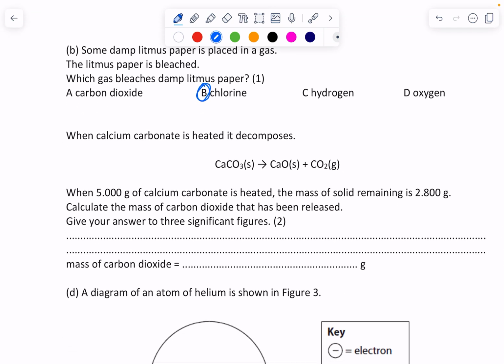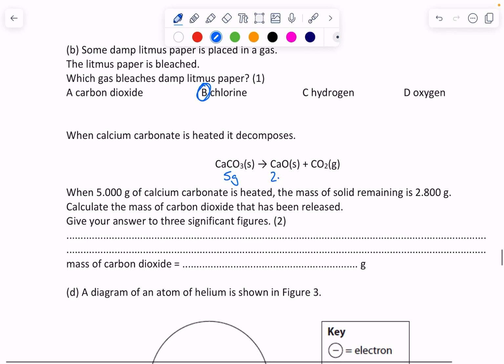Okay, this next question. We've got 5 grams of calcium carbonate is heated. I'm just going to put these numbers underneath the equation. The mass of solid remaining, so the solid is going to be the calcium oxide, is 2.8. Calculate the mass of carbon dioxide that has been released.